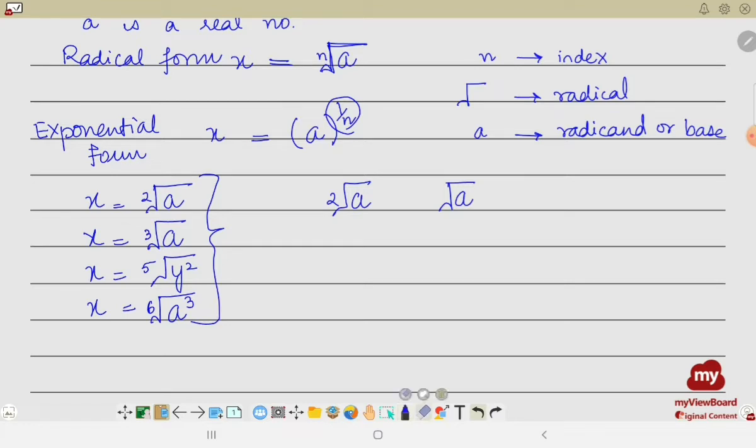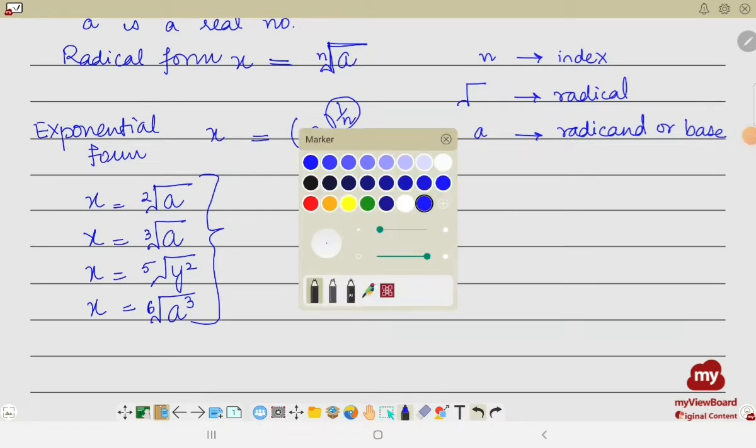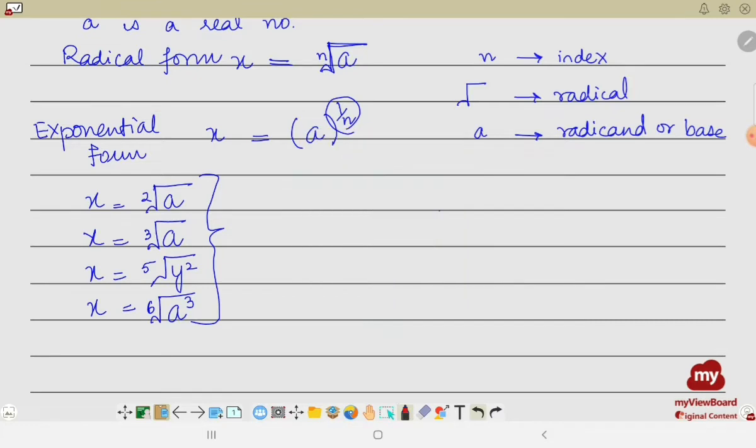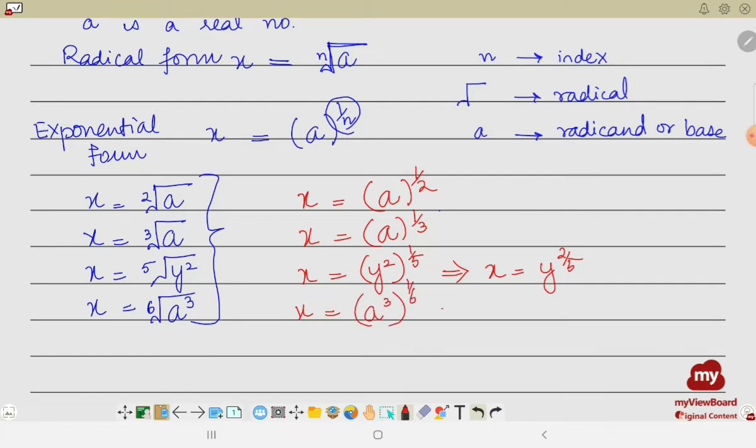If we convert these into the exponential form, we'll be writing them in the form of powers. It will become x is equal to a raised to the power 1 by 2. Then x is equal to a raised to the power 1 by 3. Then x is equal to y squared raised to the power 1 by 5, and this can also be written as y raised to 2 by 5. And then x is equal to a cubed raised to the power 1 by 6, which can also be written as a raised to the power 3 by 6, and this implies that x is equal to a raised to the power 1 by 2.